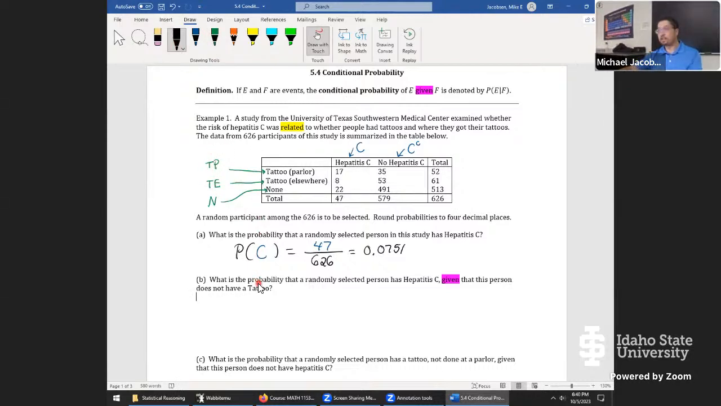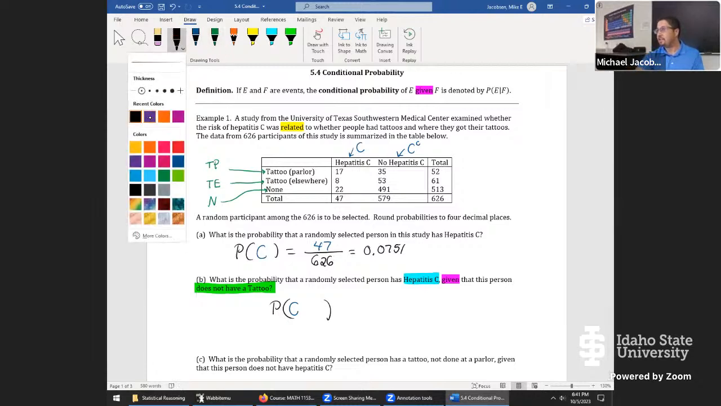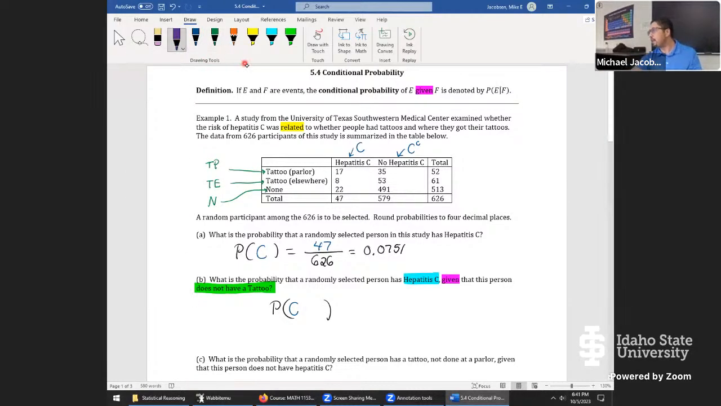Now let's run through this and see what the question is again. What is the probability that the randomly selected person has hepatitis C, given that this person does not have a tattoo? So we will write probability. The actual probability question is, what is your probability of getting hepatitis C? So I put that right here. Now what to do with given? That given produces the vertical line segment that you see right here in purple. I'll just kind of overwrite it in that way.